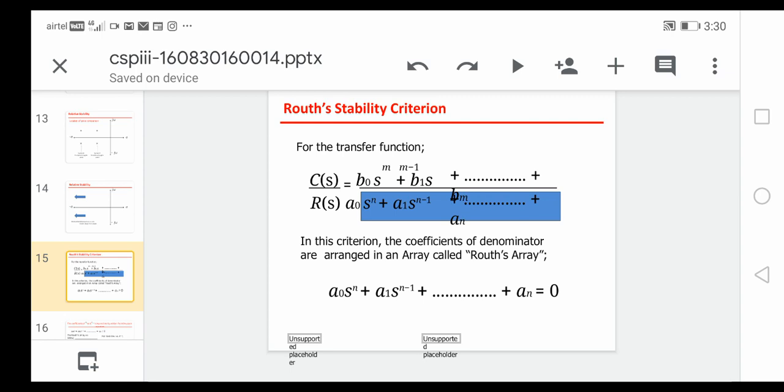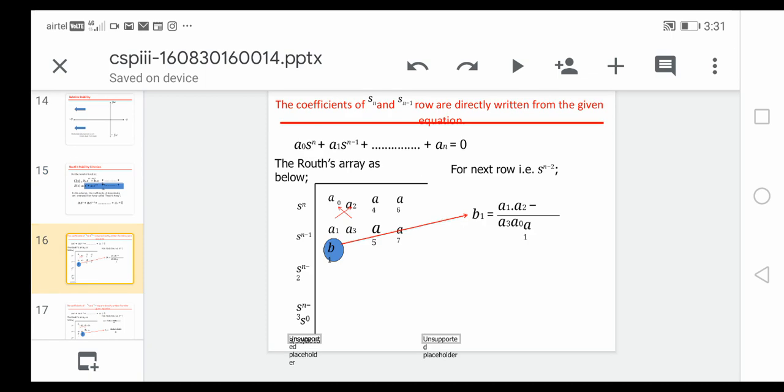To find the Routh stability criterion, we use the characteristic equation, and we know that the transfer function of a given system, C of S by R of S, must be in a form like this: b naught S power m plus b1 S power m minus 1 plus and so on, divided by a naught S power n plus a1 S power n minus 1 plus and so on up to an. In this criterion, the coefficients of the denominator are arranged in an array called the Routh array. See how we write down these coefficients: a naught S power n plus a1 S power n minus 1 plus and so on up to an. This we call the characteristic equation.